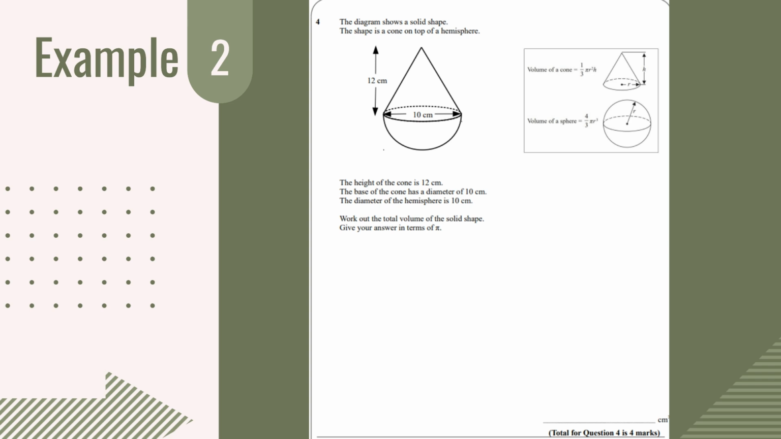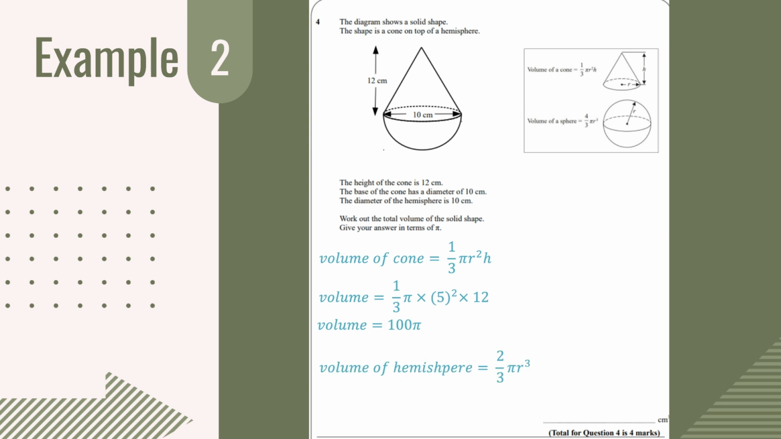So first, let's work out the volume of the cone, using 1/3 pi r squared times h. Once again, if the diameter is 10, the radius is 5, so we do 1/3 pi times 5 squared times 12, that gets us the volume of 100 pi. Now, let's work out the volume of our hemisphere. We know the volume of a sphere is 4/3 pi r cubed. The volume of a hemisphere is 2/3 pi r cubed.